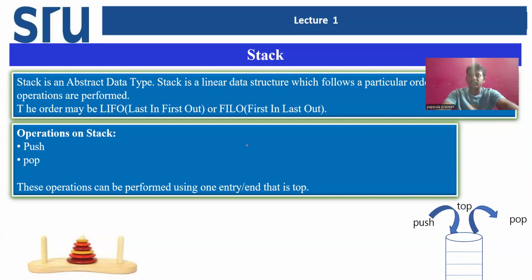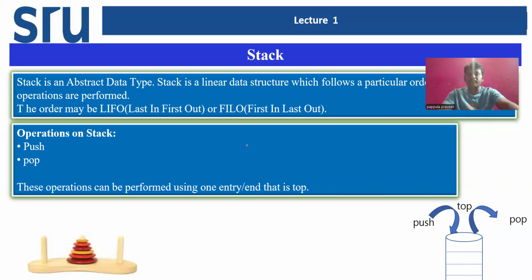Last in, first out. Or FILO, that is called first in, last out. The first element is removed last, or the last element is removed first. This is the order of the stack. Observe here, one is LIFO, or sometimes we call it FILO.